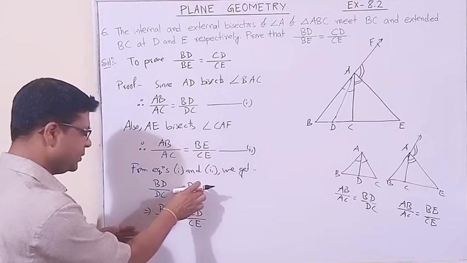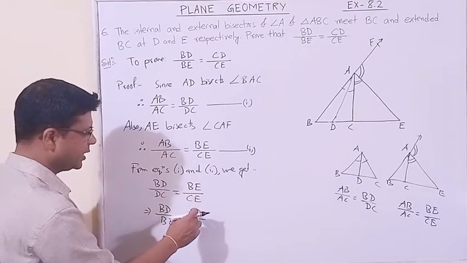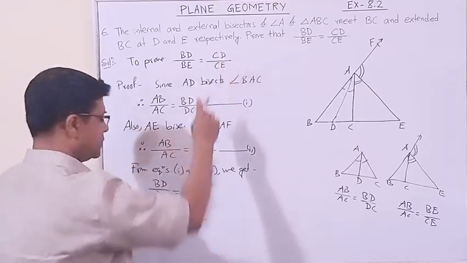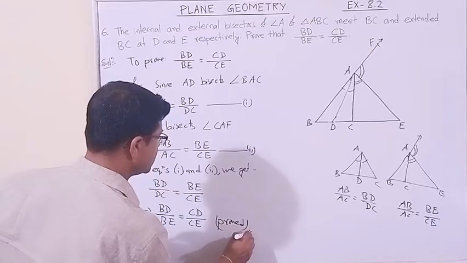Again I am explaining, this BE is brought here. This DC is taken there. And DC on the other side we have written as CD. Okay, so this is the demand of the question. So thus we can write, we have proved. You see, the solution is so simple.